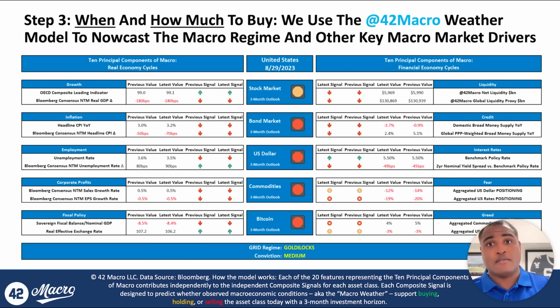If you were getting double confirmation from growth and inflation, it'd be a high conviction Goldilocks regime. You'd feel very comfortable going all in, particularly on asset classes that have a bullish signal. And then a low conviction Goldilocks regime is when you have zero of the two growth and inflation features confirming the current setup.